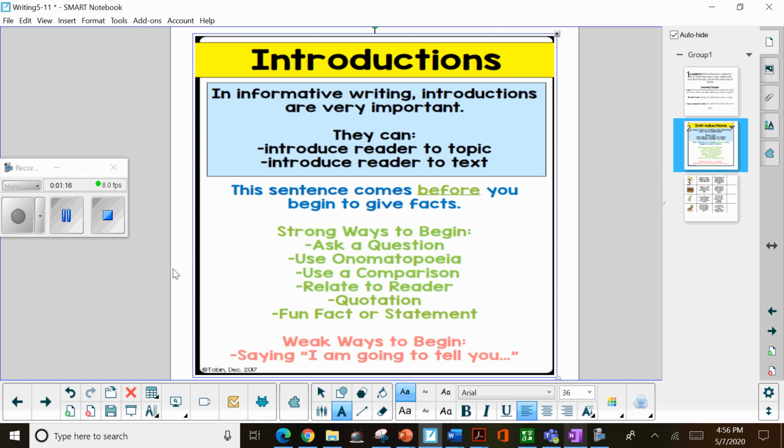Relate to the reader. Have you ever felt like you were so frustrated with your homework that you just wanted to tear it up? Well, let me give you some tips to help you out. That would be giving somebody information. Or use a quotation, something somebody said, or a dialogue, a conversation between two people, or a fun fact or statement that kids may find really interesting. A lot of times we begin our writing by saying, okay, today I'm going to tell you, and that's fine, but going into second grade, we want to be able to begin our introductions in different ways.